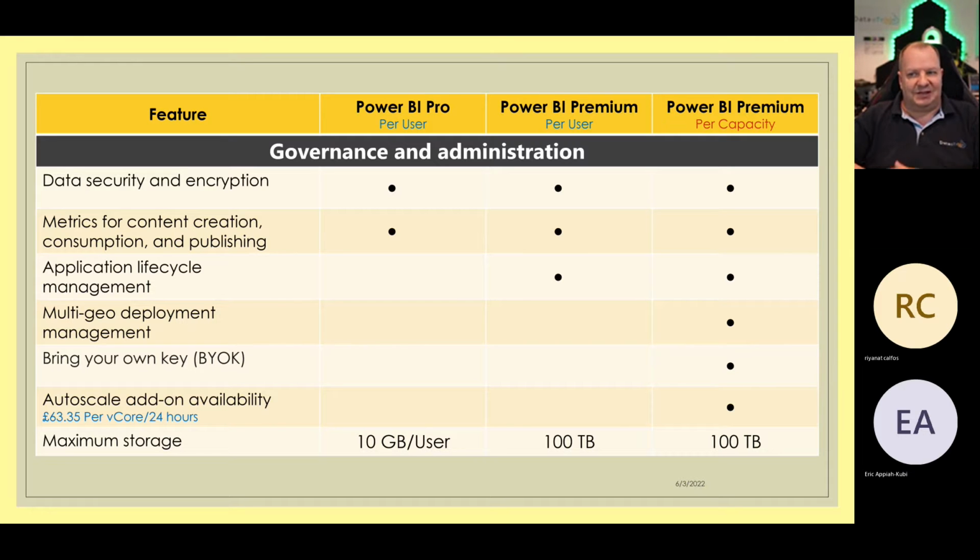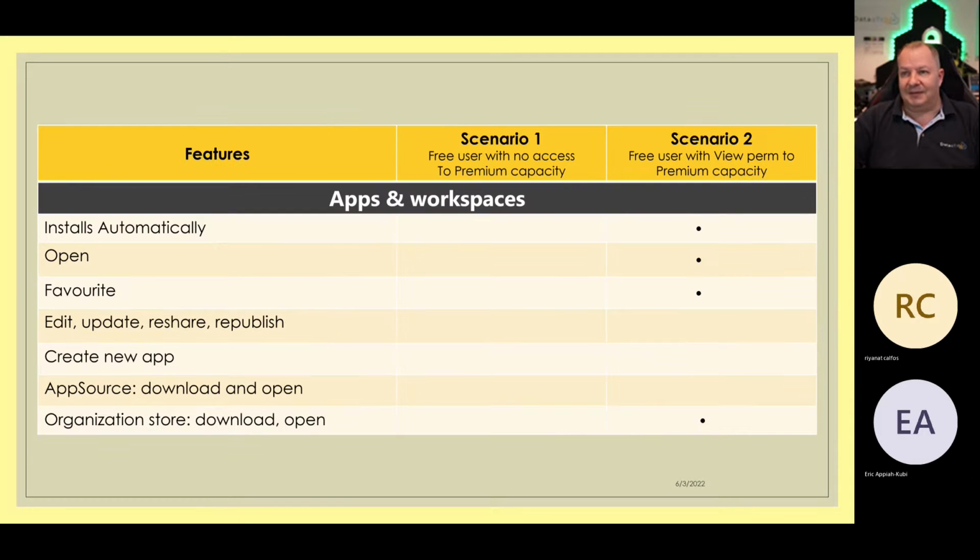One of the things also that they recently added is an auto scale availability. So that P1 has 8 cores. And if you need to add a single V core for just a 24-hour period, you can pay for that extra uplift in capacity there. There are some maximum storage capabilities or thresholds as well. So that's 10 gig per user, maximum for the Pro. You have a space carved out for you, and you can go up to 10 gig in storage there. For premium per user and the premium space, you've got 100 terabytes, a massive jump, pretty much unlimited really in most people's eyes for the amount of storage that they get.